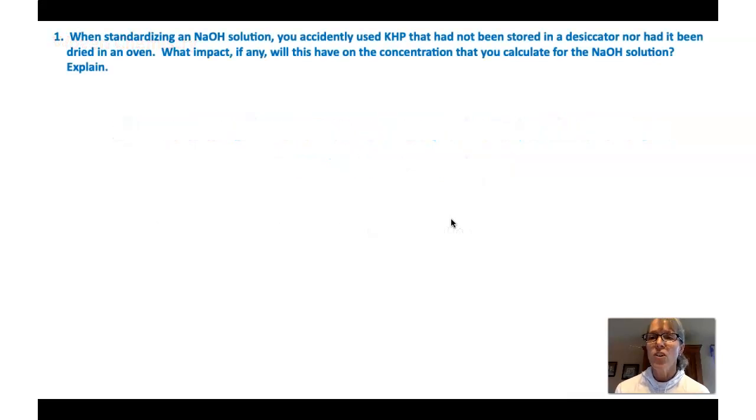So here's the first question of 6. When standardizing a sodium hydroxide solution, you accidentally used KHP that had not been stored in a desiccator, nor had it been dried in an oven. What impact, if any, will this have on the concentration that you calculate for the sodium hydroxide solution? Be sure to explain your answer. And don't just say that your results will be skewed or that they'll be off. You need to say, if there will be an effect, if that final concentration will be overestimated or underestimated.